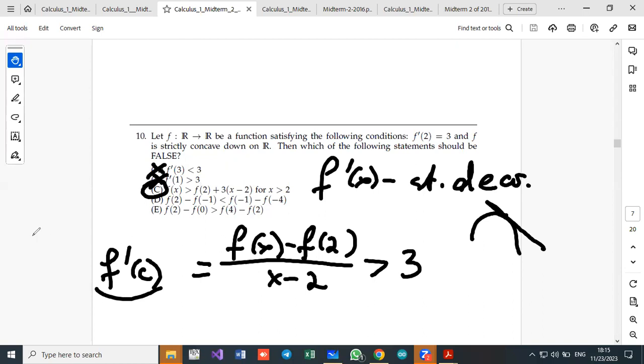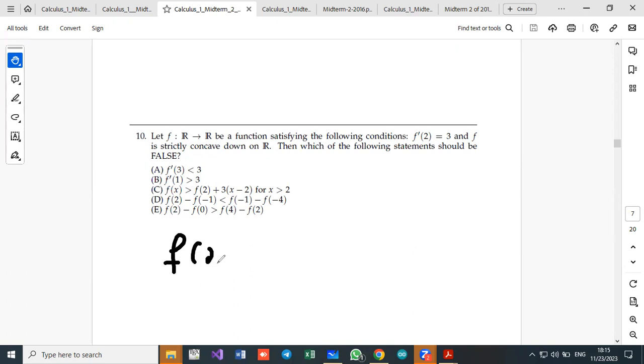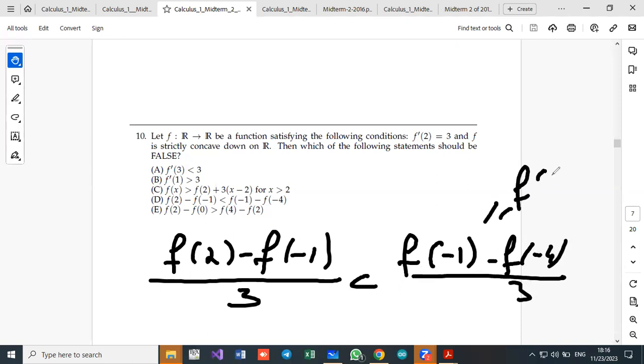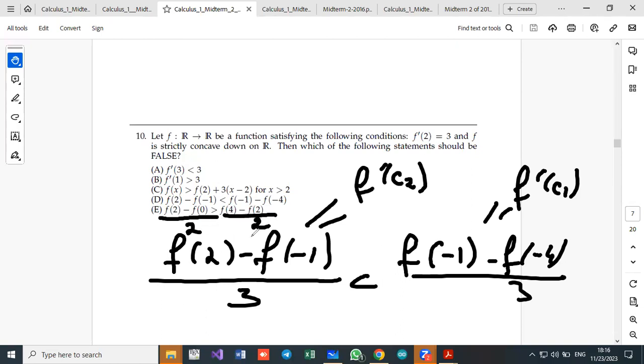So what about D and E? F(2) minus f(minus 1). Let's divide the whole thing by 3. Is it going to be smaller than f(minus 1) minus f(minus 4) divided by 3? So here we have the derivative at c1 and the derivative at c2. c2 is greater than minus 1, c1 is smaller, so c2 is bigger than c1. The derivative is decreasing, yes. The same way with D. The same with E. E is also true. If you divide by 2, the derivative from 0 to 2 is greater than the derivative from 2 to 4. Yes, of course, decreasing.